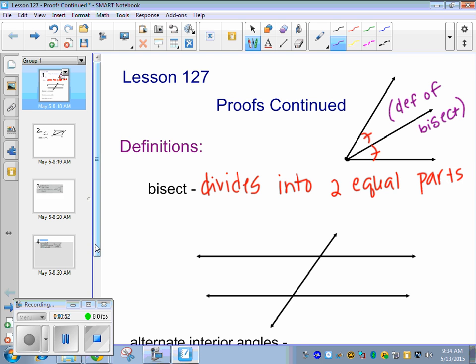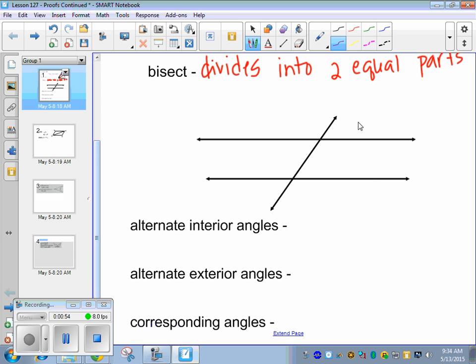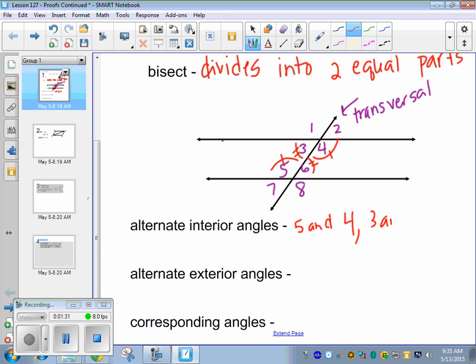Okay. And then we have a little review of parallel lines. So these two lines are parallel, cut by a transversal. And let's say I label these 1, 2, 3, 4, 5, 6, 7, 8. So alternate interior angles are inside the parallel lines. So raise your hand if you could give me a pair of alternate interior angles, Pete. 5 and 4. Very good. And 3 and 6. So we've got 5 and 4, 3 and 6.